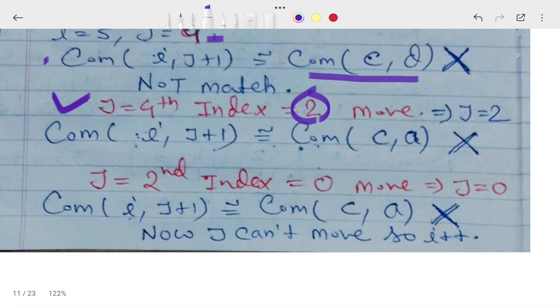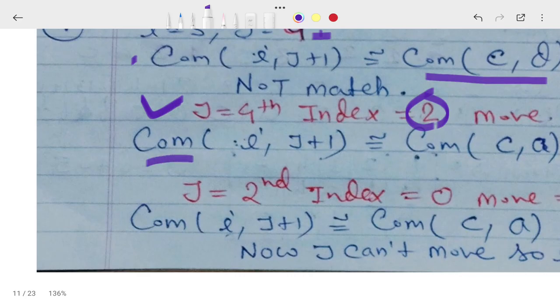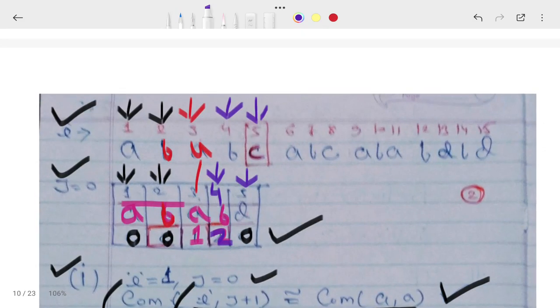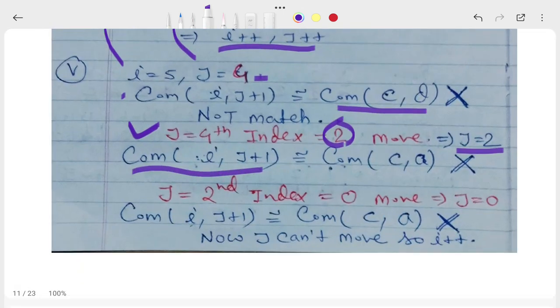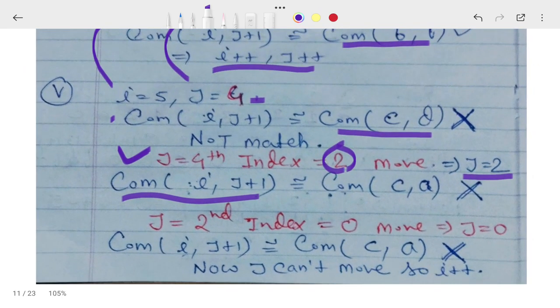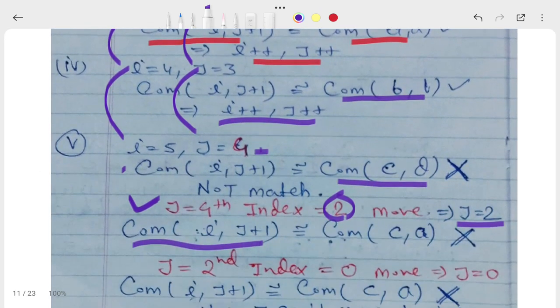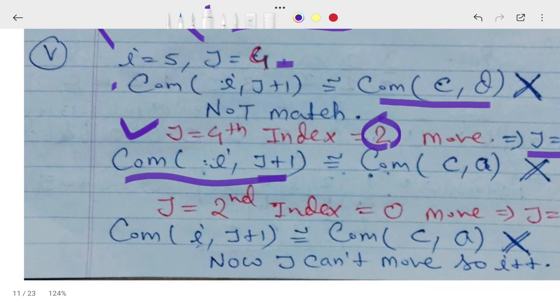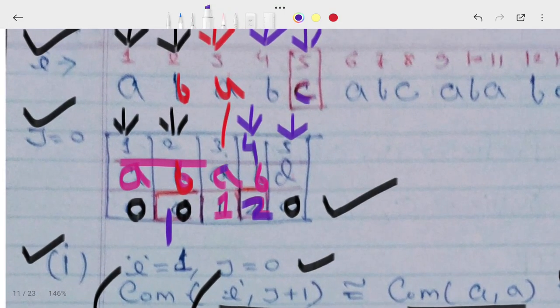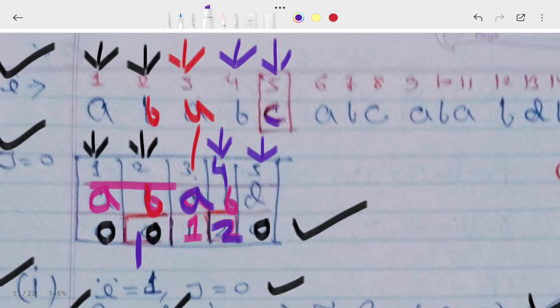Again I will move, J is equal to 2. Now I will compare I and J plus 1. I is still the same, still C. So J is equal to 2 means I am here. So compare B and C. J is equal to 2 and J plus 1 is equal to 3. So I am comparing this A and this C.